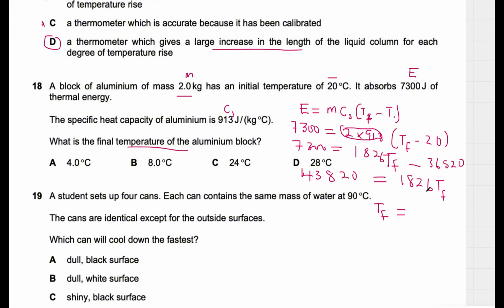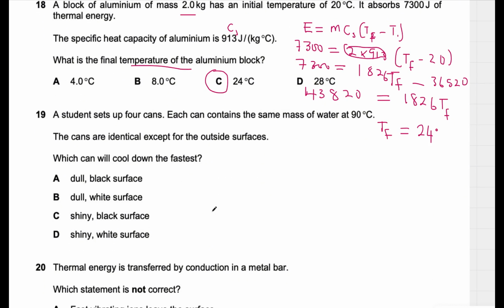We'll get 23.997, which is approximately 24 degrees. So the final temperature is 24 degrees, right? Question number 18, the final temperature is 24 degrees, which is C. Okay? So we move to question 19.